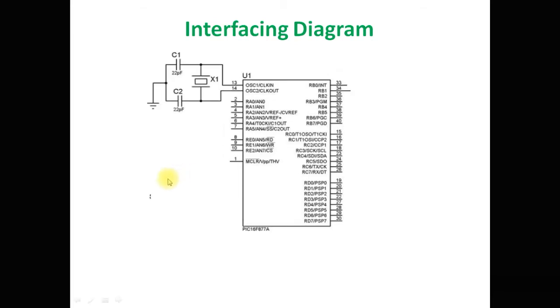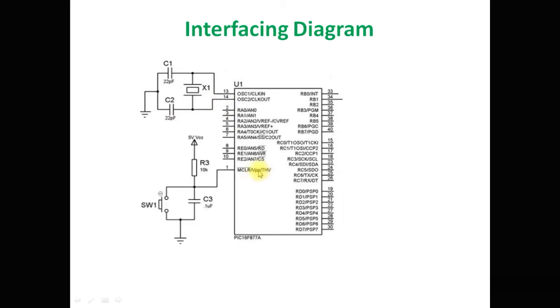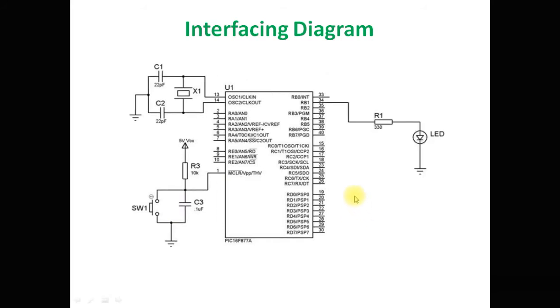So we attached the crystal oscillator with the necessary capacitors and other circuits to pins number 13 and 14, and we added the power supply and the reset button to the corresponding pins. Then we add one LED to the corresponding port pin with a current limiting resistor.